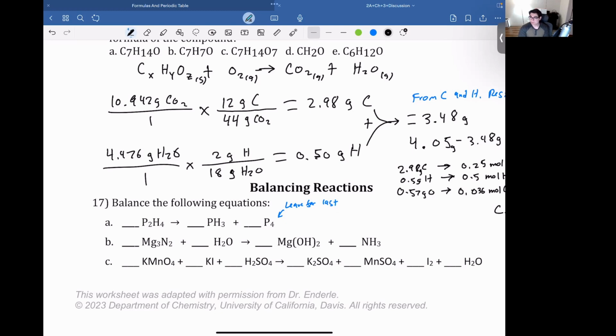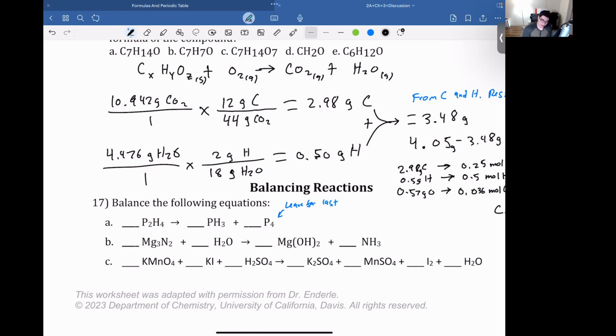The reason why is if you make this a 2, then there's a 2 here, but there's a 4 here, and then you're not going to know what to do. So I also recommend balancing the things that there's the least of between different compounds. Hydrogen's only in 2 compounds here, one on the left, one on the right. Phosphorus is in 3. So leave phosphorus for later, it will sort itself out eventually. So balance the hydrogens because it's only in two compounds versus three, and you have elemental phosphorus, which you want to leave for last.